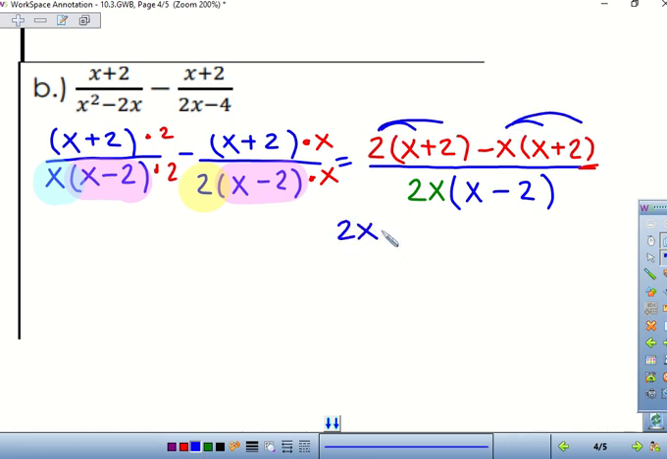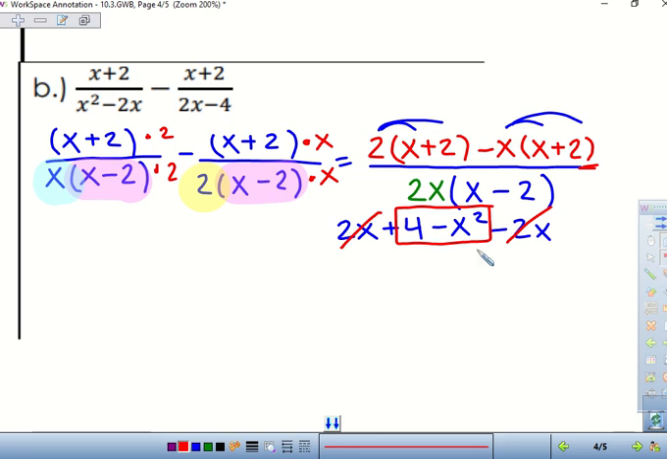We end up with 2x plus 4 minus x squared minus 2x. And I'm going to try to simplify this before I write the denominator in. What's going to happen with the 2x's? What are we left with? Difference of squares, right? So how can I factor this? 2 minus x and 2 plus x.